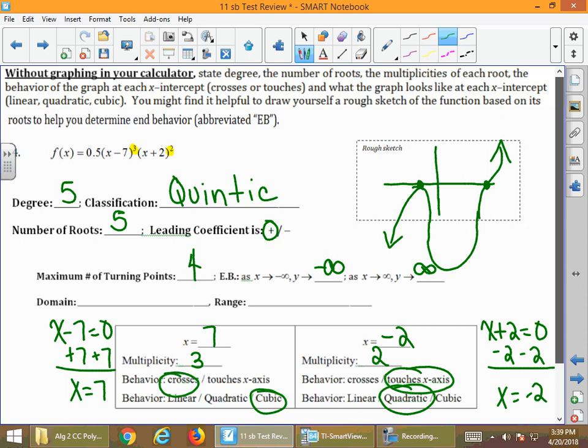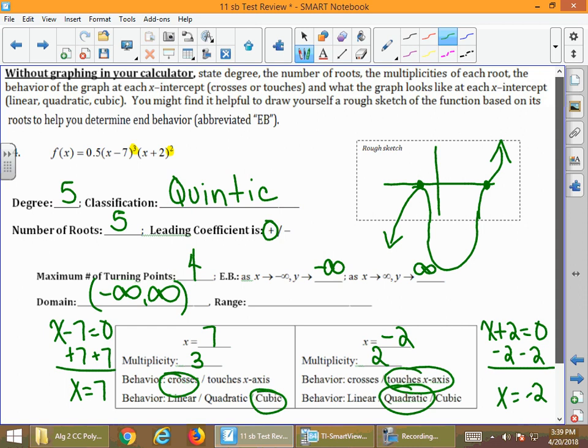Finally, the domain of our function is all reals. But our range is not all reals, and oftentimes what we ask ourselves when we're dealing with this is, do we have a high point? Do we have a low point in the graph?